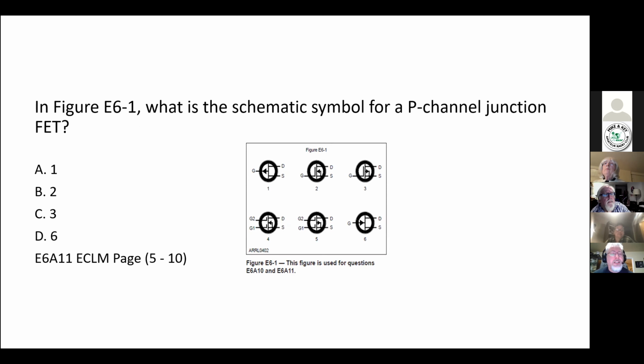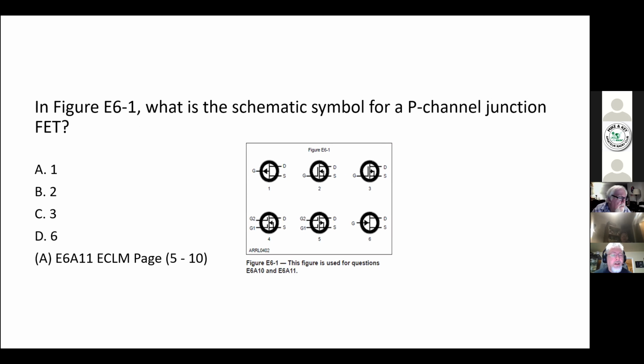In figure E6-1, what is the schematic symbol for a P-channel junction FET? A, number 1, B, number 2, C, number 3, or D, number 6? A. Alpha is the correct answer.